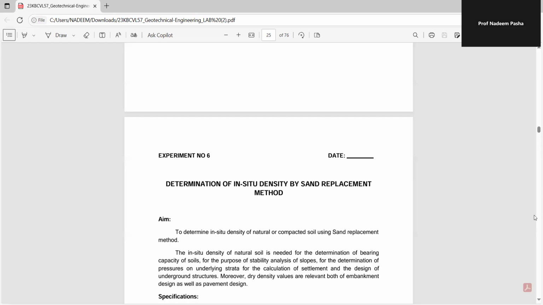So what it is saying: the in-situ density of natural soil, why is it needed? For determining bearing capacity of soil, for the purpose of stability analysis of slopes, for the determination of pressure on underlying strata, for the calculation of settlement and the design of underground structure. Moreover, the dry density values are relevant both for embankment design as well as pavement design.